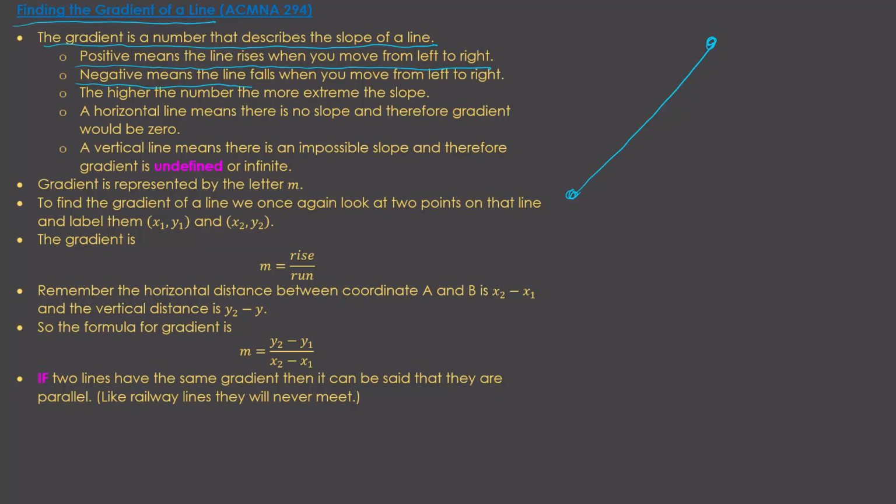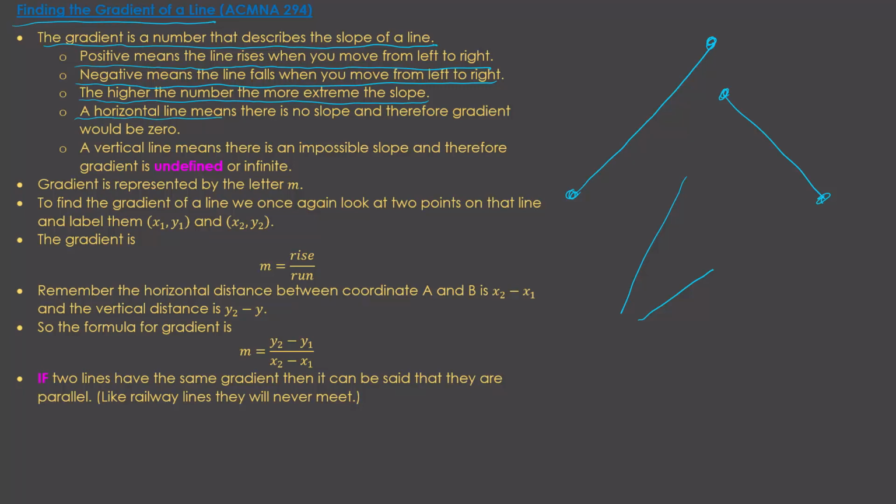Negative means the line falls when you move from left to right. So a negative gradient would go from top left to bottom right. The higher the number, the more extreme the slope. So this line here would have a higher number representing the gradient than the second line.